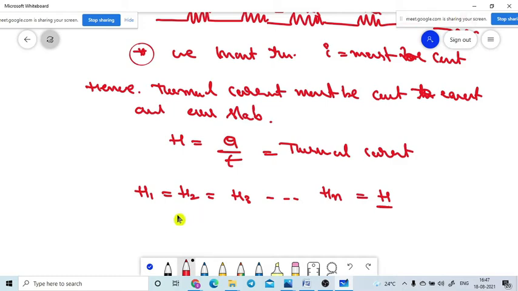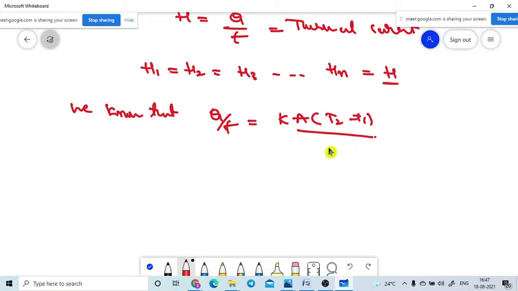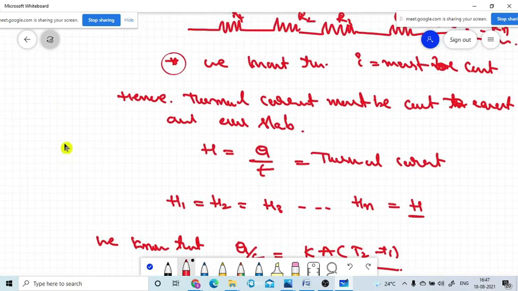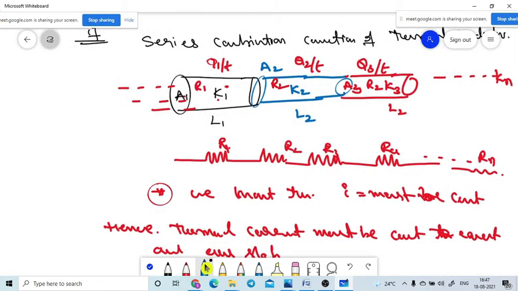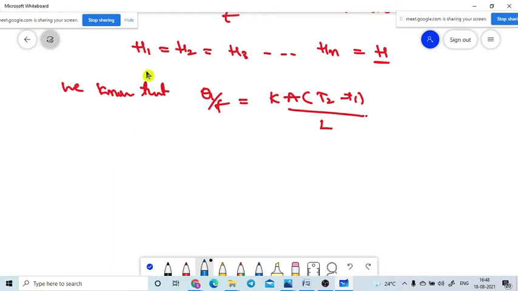We have the Q by T formula for each and every material. We know that Q by T is equal to K into A into (T2 minus T1) divided by L. Now for the previous case, I did not define the temperature. Let me take this as T1, here is T2, here is T3, here is T4, and the last end part is Tn. Now can we apply this to each and every material? What thermal current will flow here?